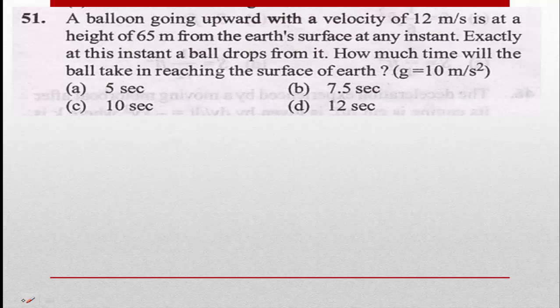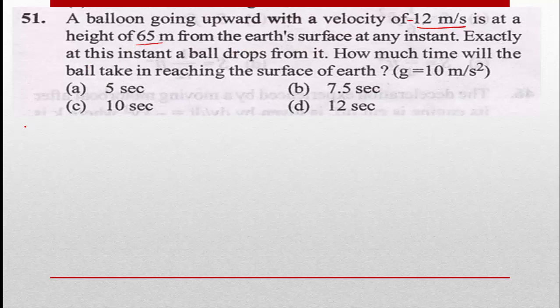The next question is question number 51 from your material, about a balloon. A balloon going upward with a velocity of 12 meter per second, upward being minus, is at a height of 65 meter from the earth's surface at any instant. Exactly at this instant, a ball drops from it.